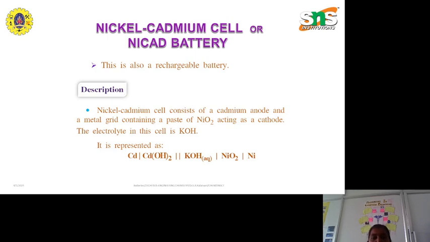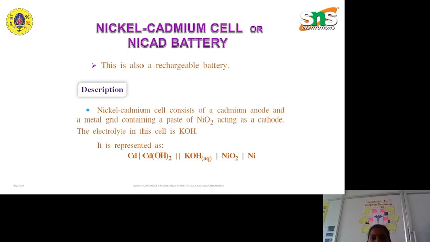Secondary battery means both reactions, both anodic reactions and cathodic reactions, can be reversed by passing an electric current. That means rechargeable battery. Description. Nickel cadmium cell consists of a cadmium anode and a metal grid containing a paste of nickel oxide acting as a cathode. The electrolyte in this cell is KOH.